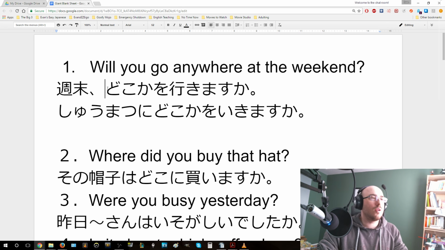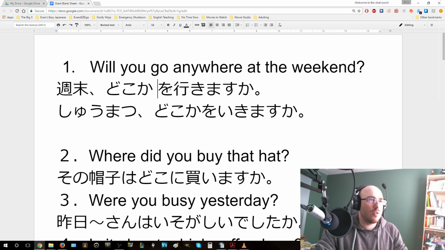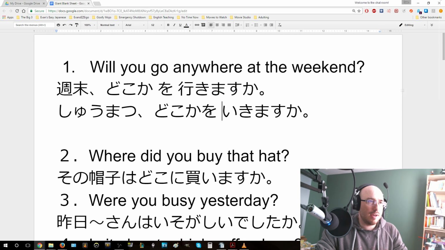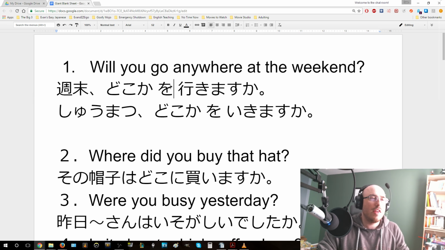Alright, so dokoka means somewhere. Dokoka is fine. We can get rid of that ni. O ikimasu. So when we're dealing with verbs of movement like ikimasu, which is to go, when we have an O particle, this tells us the thing that we are traversing through. For example, going down a highway, going over the river and through the woods. So over the river would be the O particle, through the woods would be the O particle. Michi o iku. That's the thing through which we're going.